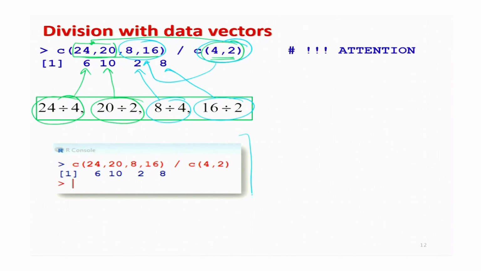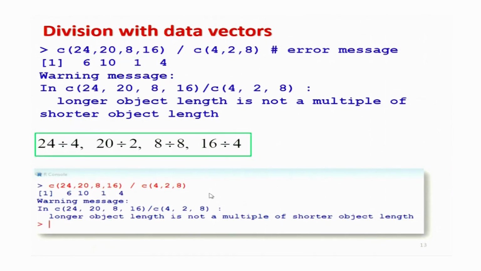This is the screenshot of the same operation. Similarly, if you take the last operation, where you take the first data vector of length 4, which has 4 values 24, 20, 8 and 16, and the second data vector which has only 3 values, which is not an exact multiple of the length of the first data vector.